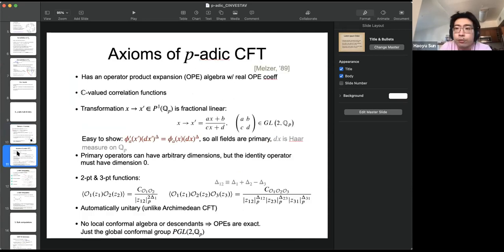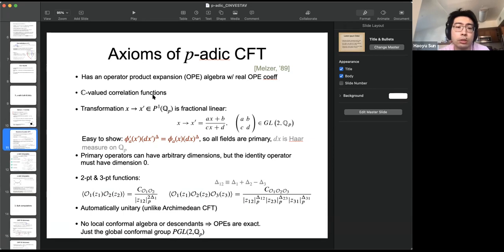So that is the bulk side of p-adic holography. And on the boundary side, we need the p-adic CFT. And there are a set of axioms laid down by Melzer back in 1989. So as usual, we have the OPE algebra for the p-adic CFT. The OPE coefficients are all real, and the correlation functions are complex valued. And the conformal transformation is, as usual, fractional linear. So to go from x to x prime, we transform it according to this rule.